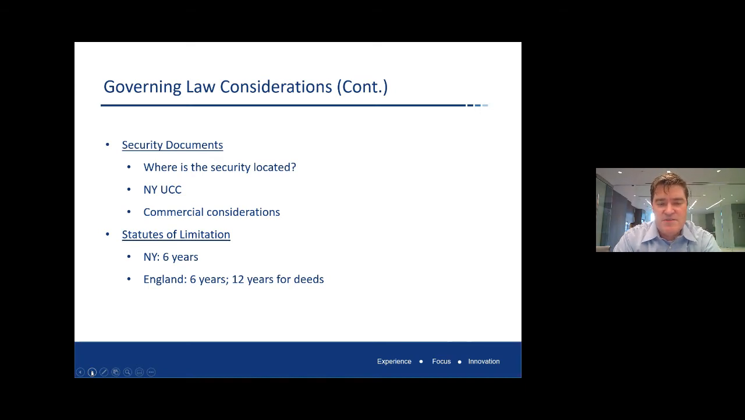Another small difference is on statutes of limitation. So in New York, it's 6 years. Under English law, it's generally 6 years for regular contracts, but it's 12 years for deeds. So that's something you may want to consider in terms of drafting documents, which Eric will be getting into in a moment. Next slide, please.